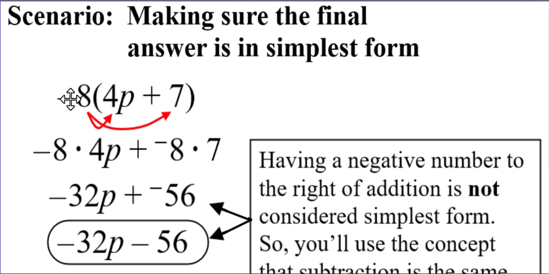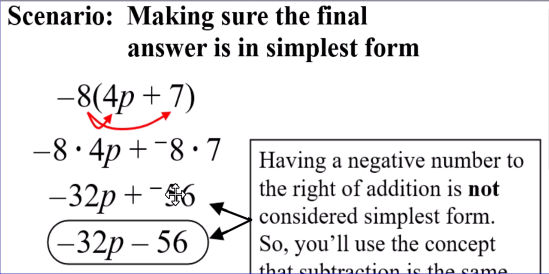Okay, so take a look at this. We got negative 8 on the outside, so we're going to distribute negative 8 to the 4p and negative 8 to the 7. Not a big deal. Negative 8 times 4 is negative 32. Bring down the p, bring down the plus. Negative 8 times 7 is negative 56. So far, really not that big of a deal.